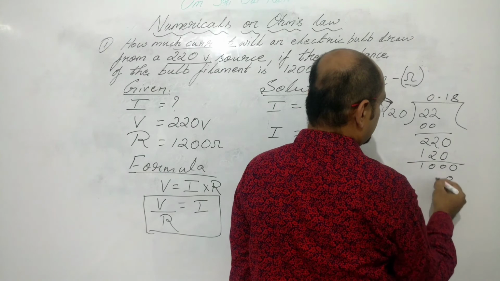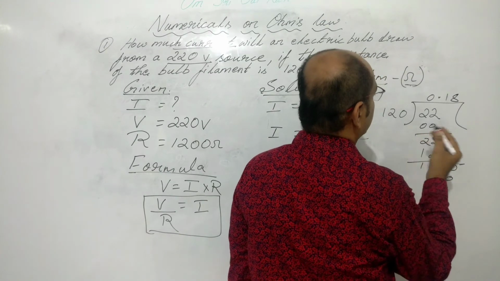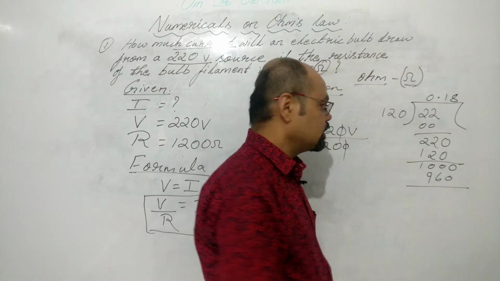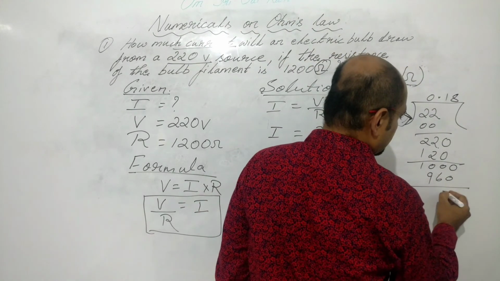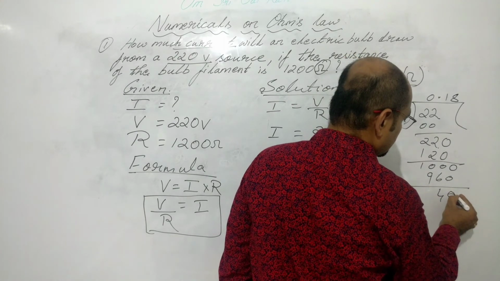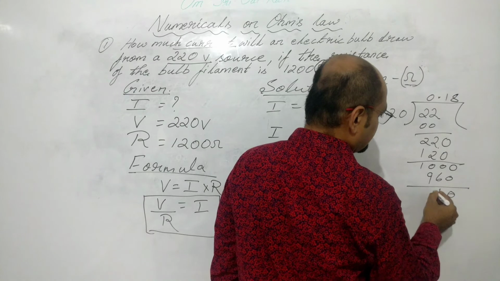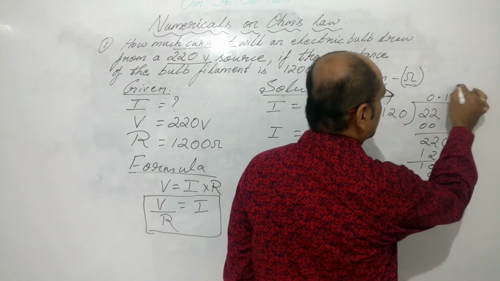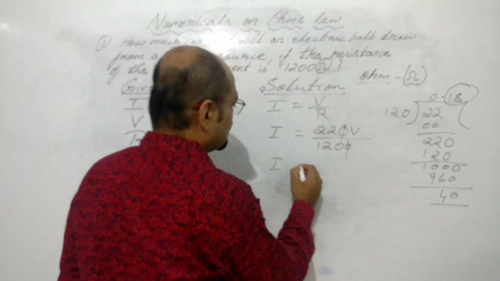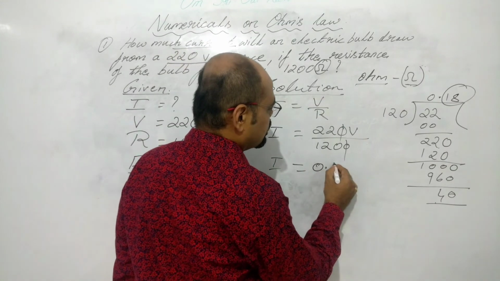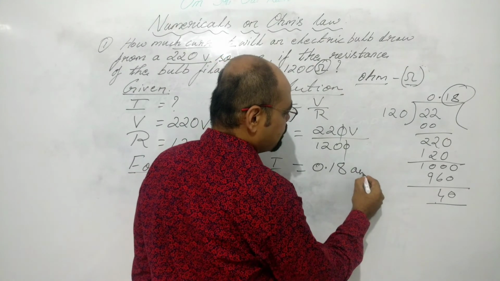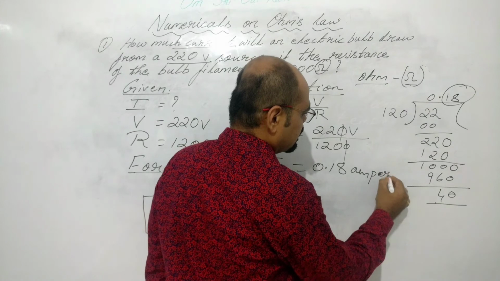8 zeros are 0, 8 twos are 16, carry 1, 8 ones are 8. So 960. So 1000 minus 960: 10 minus 6 is 4 and 9 minus 9 is 0, so 40. So I think up to 2 decimal places it is okay. So we can write I is equal to 0.18, and the SI unit of current is ampere. So we can write it as ampere.